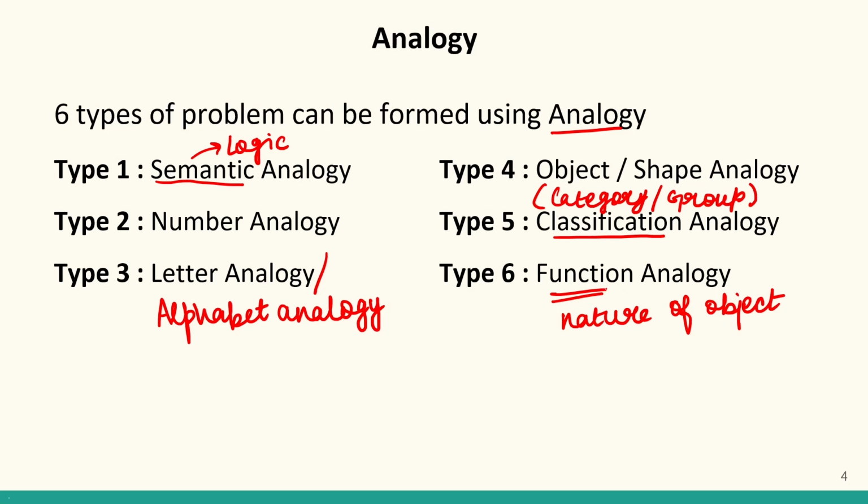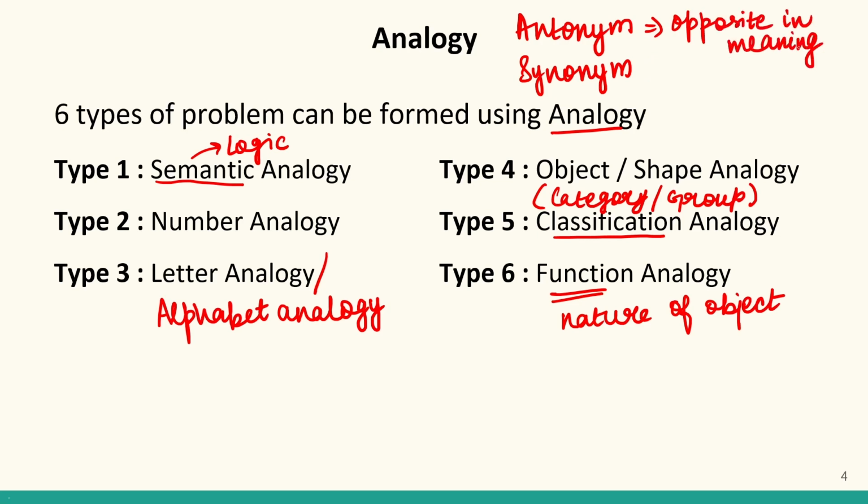Now before we start with analogy, you should know two words. First is antonym and synonym. These two words are widely used in analogies, so it is very important to know their meaning. Antonym means opposite in meaning. So whenever we have to find the opposite of a word or opposite of certain object, we have to find their antonym. Similarly, synonym means similar in meaning. So whenever we have to find out similarities between the two objects, we are finding their synonym.